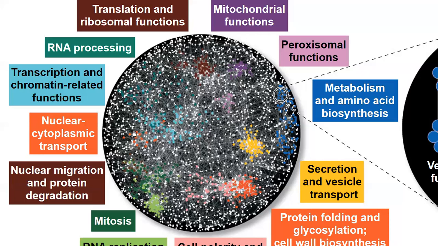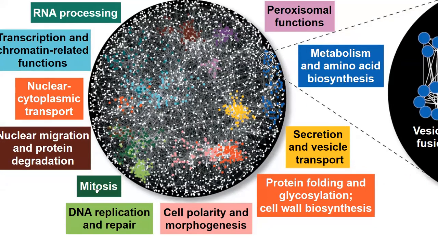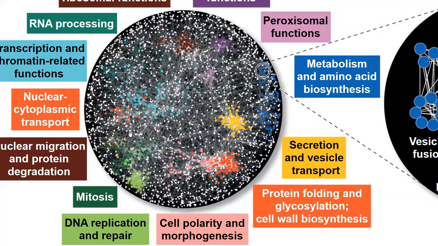So here we have the orange dots represent genes that are important for nuclear cytoplasmic transport. The dark green genes are important for mitosis. The light green genes are important for DNA replication. And the lines between them represent interaction between these genes. So these genes affect each other, or they work together in the same function.